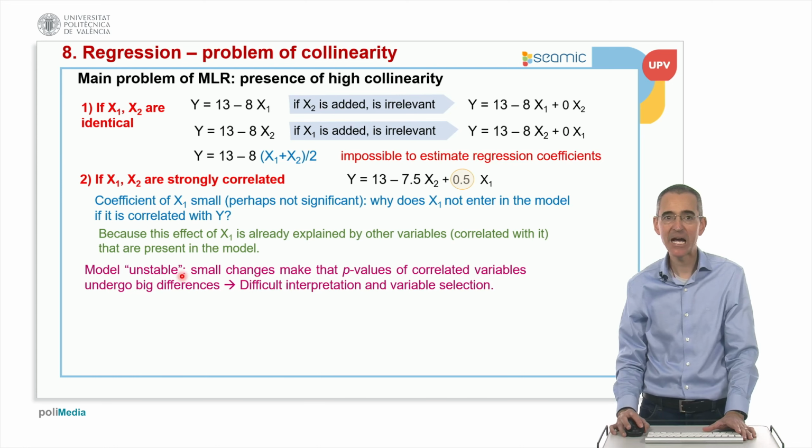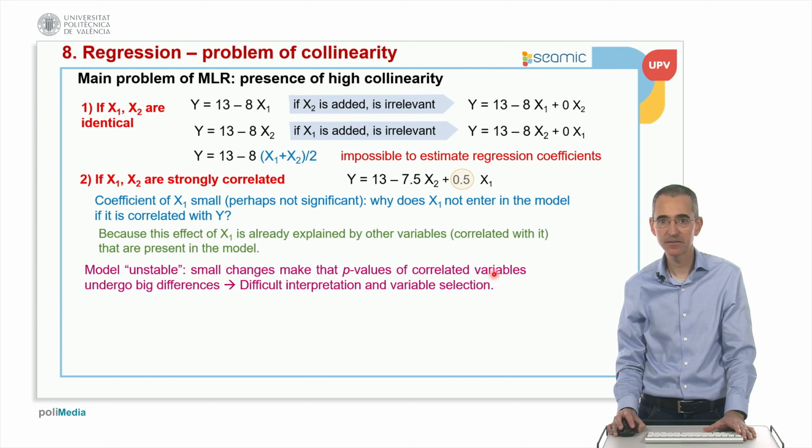So the model becomes unstable. Unstable, what does it mean? Small changes in the model make the p-values of correlated variables undergo big differences. For example, if I discard one outlier, it can be that this coefficient becomes big and this one becomes small. Or if I have like 6 variables and I just discard one which is not relevant, again, it can happen that these coefficients become quite different. This is why we say that the model becomes unstable.